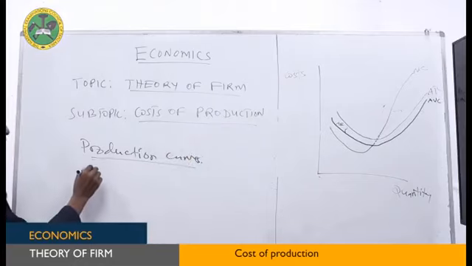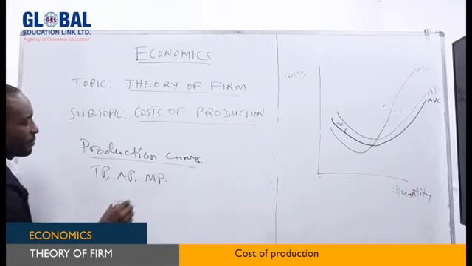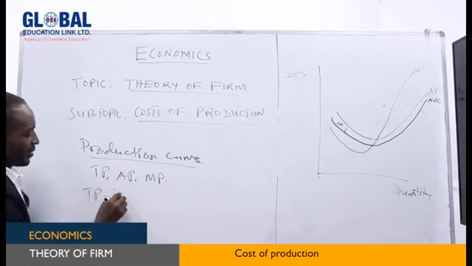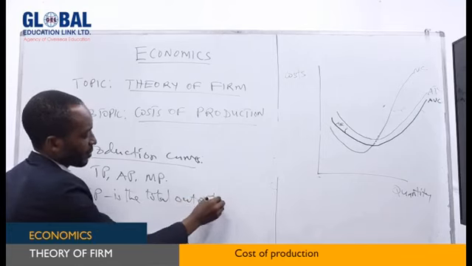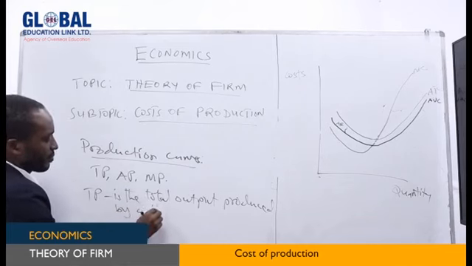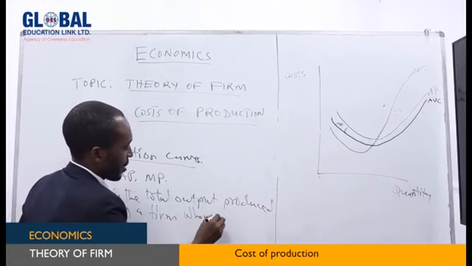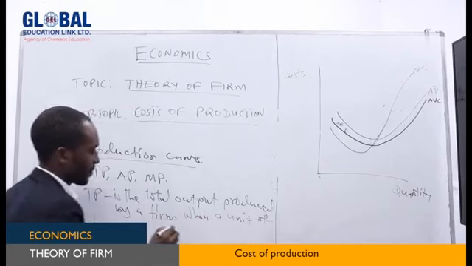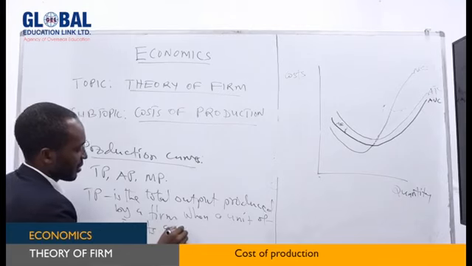This part will discuss total product, average product, and marginal product. We know that total product is the total output produced by a firm when a unit of inputs are employed.